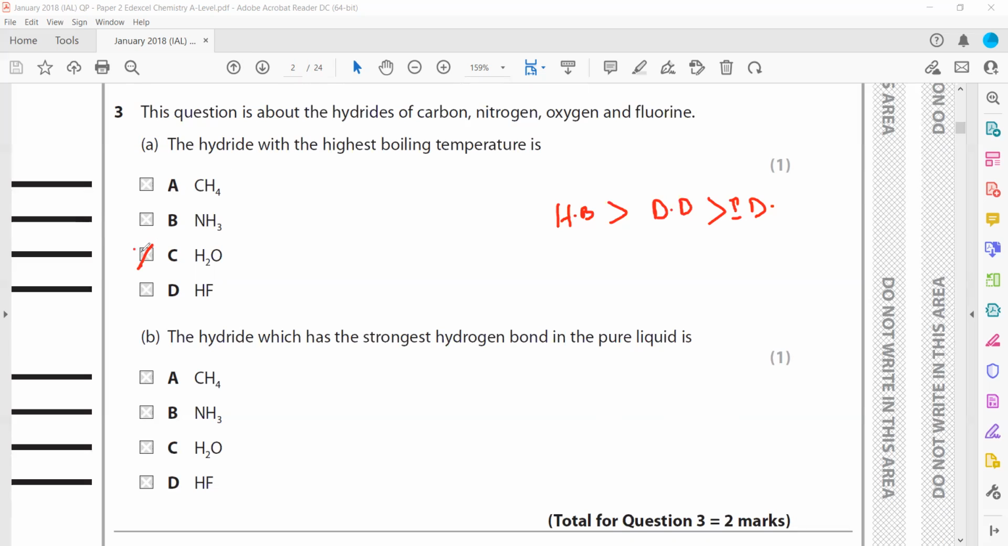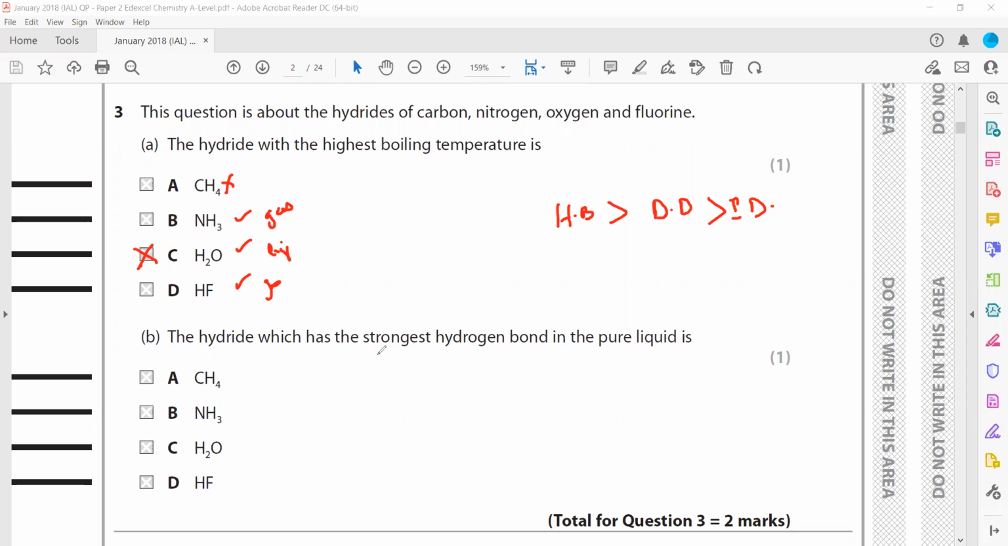Why? Because water can form more hydrogen bonds per molecule as compared to any other. Methane does not have hydrogen bonds at all. The others can have them. The strength of hydrogen bond is strongest in hydrogen fluoride, but because each molecule forms fewer hydrogen bonds, it will have a lower boiling point compared to water. Also, ammonia and hydrogen fluoride are gases, and water is a liquid, so it is obvious that water will have a high boiling point.